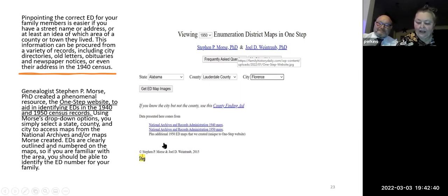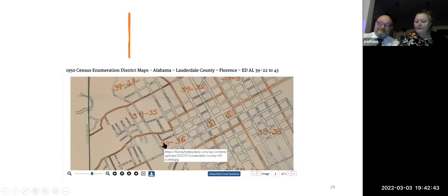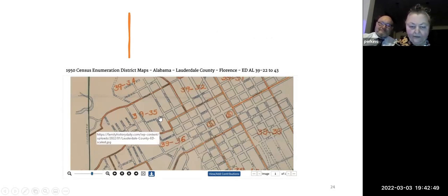And then when you select that, you pull up this particular slide. So if you know that your family lived someplace in this block, which you will have put in on that last slide, there'll be a little mark right there. And then you know that it's Alabama, enumeration district 39 for Lauderdale County, and enumeration district within that county of 35, so 39-35. There's 34, 32, and you can see it pulls it right down to it. It's hard to do, but it's doable.